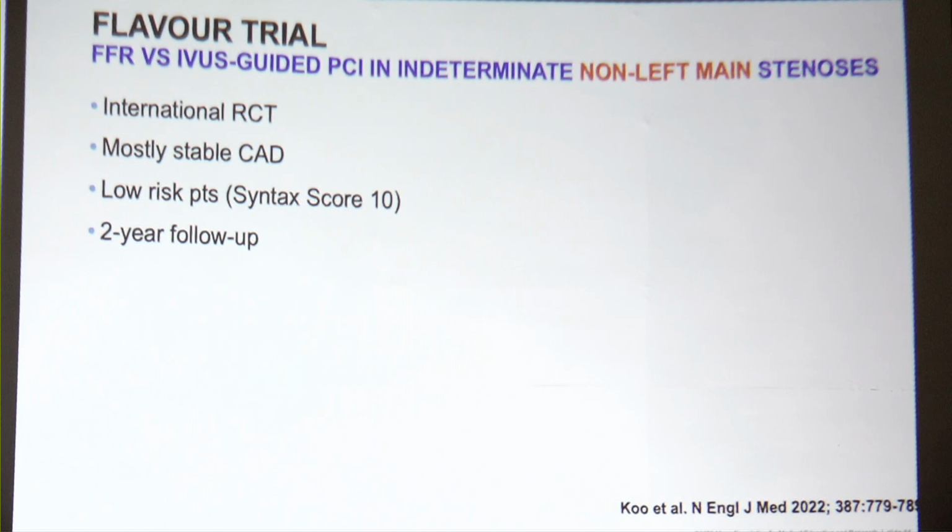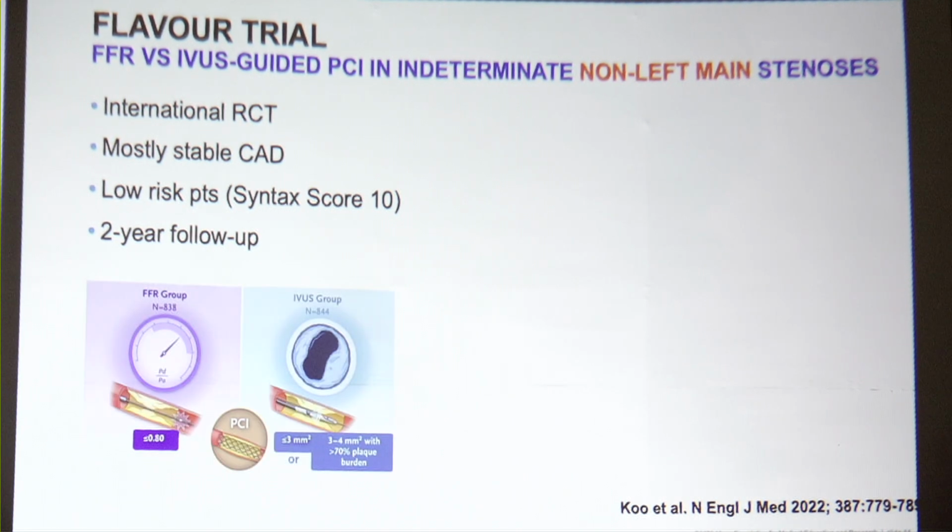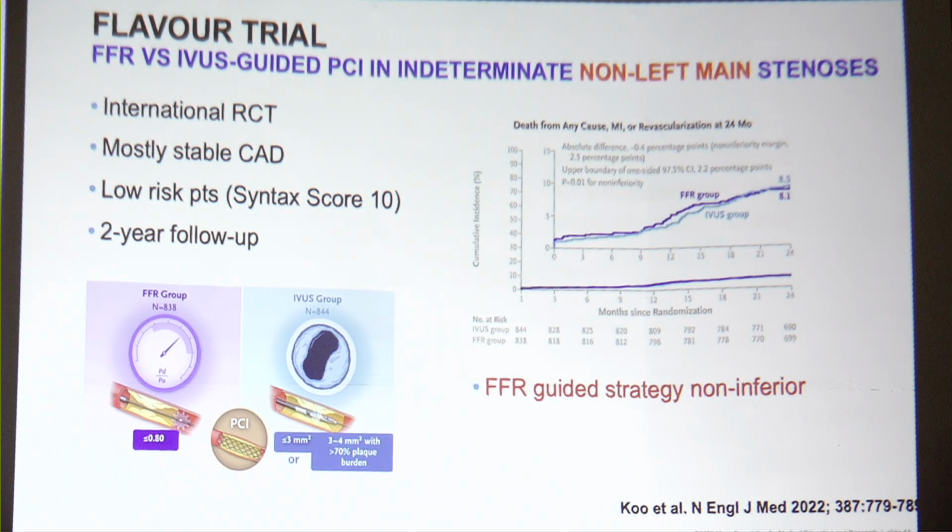that are significant. And this trial randomized patients who had intermediate lesions to either FFR guidance, if the FFR was less than 0.8, or an imaging guidance arm with IVUS, where there was a cross-sectional area of less than 3, which is very similar to that OCT trial that was shown earlier, or if it was between 3 and 4. So the areas have to be really small to be treated, and if it was between 3 and 4, the plaque burden had to be more than 70%. And if you did this, the outcomes were similar.